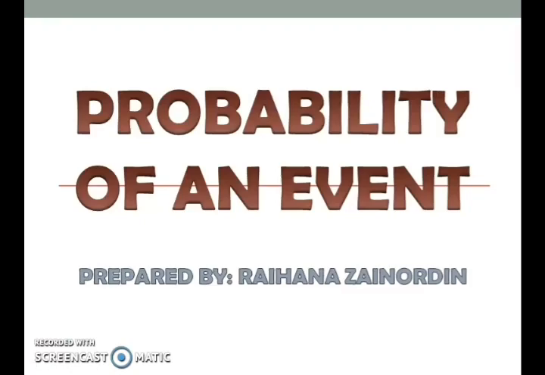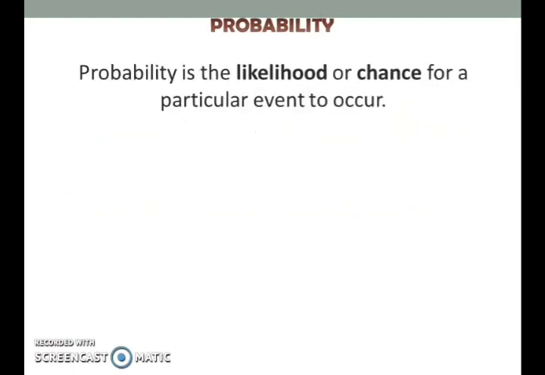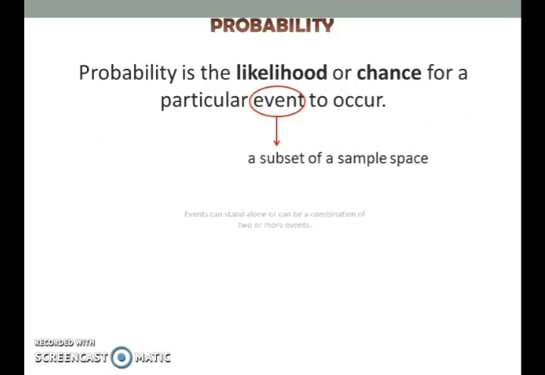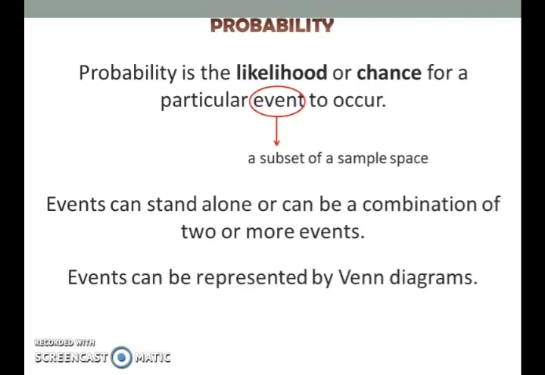Probability of an event. Probability is the likelihood or chance for a particular event to occur. Event is a subset of a sample space. Events can stand alone or can be a combination of two or more events. And events can be represented by Venn diagrams.